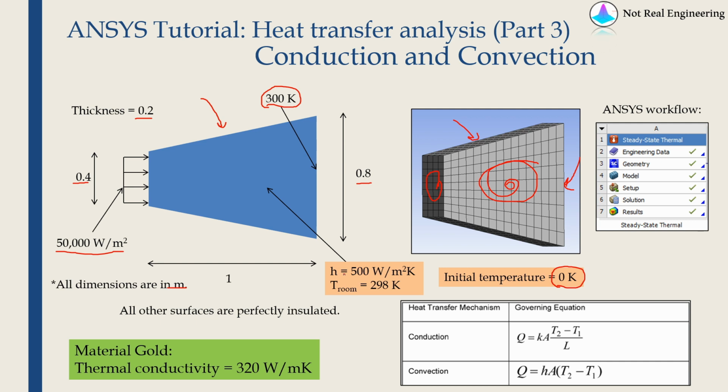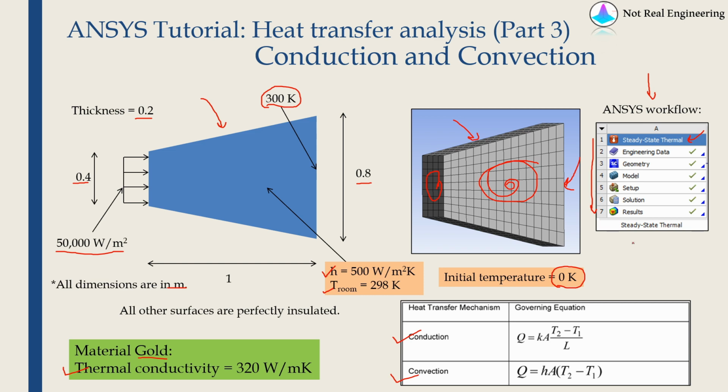To apply a convection boundary condition, we will need two things. One will be the convection coefficient, which is 500 watt per meter square per Kelvin, and we will also need the room temperature, which I am going to assume as 298 Kelvin. This is the conduction equation which will be satisfied everywhere, and this is the convection equation which will be satisfied only on this surface. Now this is the typical ANSYS workflow. We have to go from point 1 to point 7. One thing to note over here is we are going to perform steady state thermal analysis. Therefore, while defining the material, we have to define only thermal conductivity. We will assume the material for our slab as gold, and the thermal conductivity of gold is given over here, which is 320 watt per meter per Kelvin.